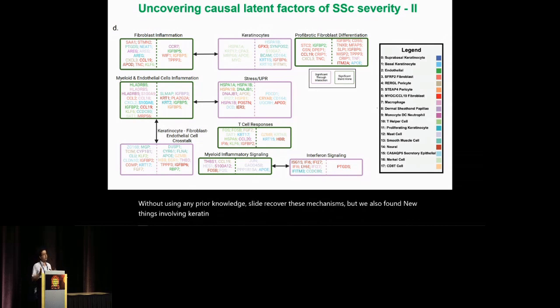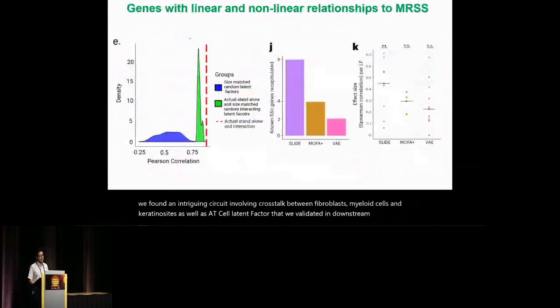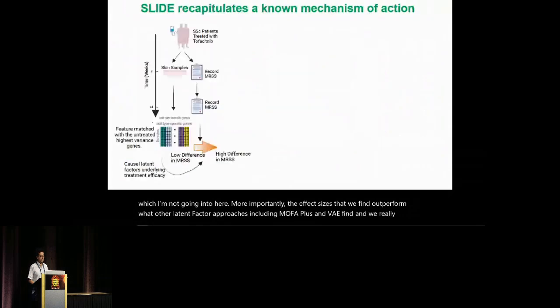So people mostly focus on fibroblasts and myeloid cells, but we found an intriguing circuit involving crosstalk between fibroblasts, myeloid cells, and keratinocytes, as well as a T-cell latent factor that we validated in downstream experiments, which I'm not going into here. More importantly, the effect sizes that we find outperform what other latent factor approaches, including MOFA+ and VAE, find, and we really identify both linear and nonlinear relationships.